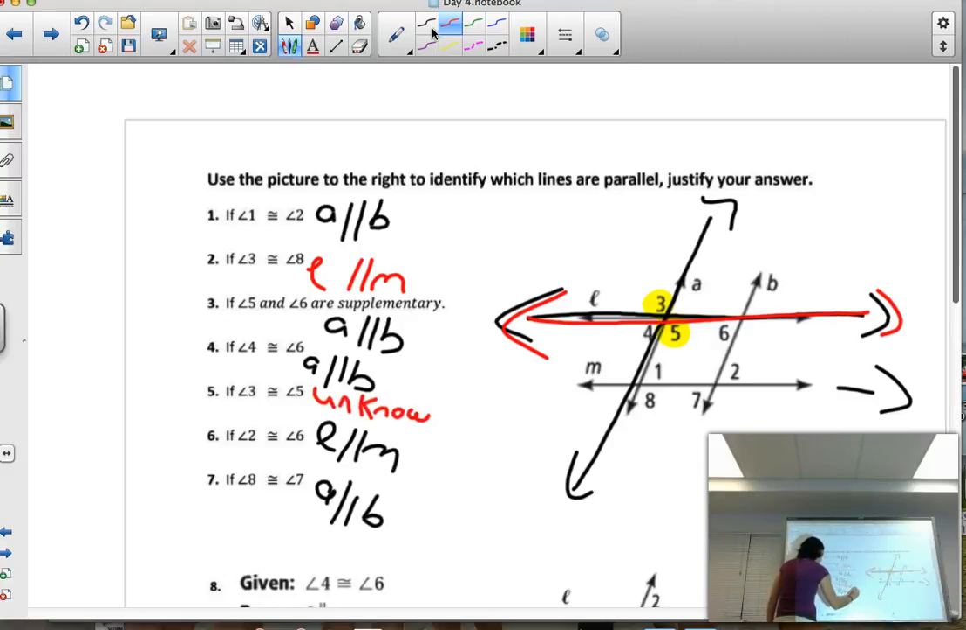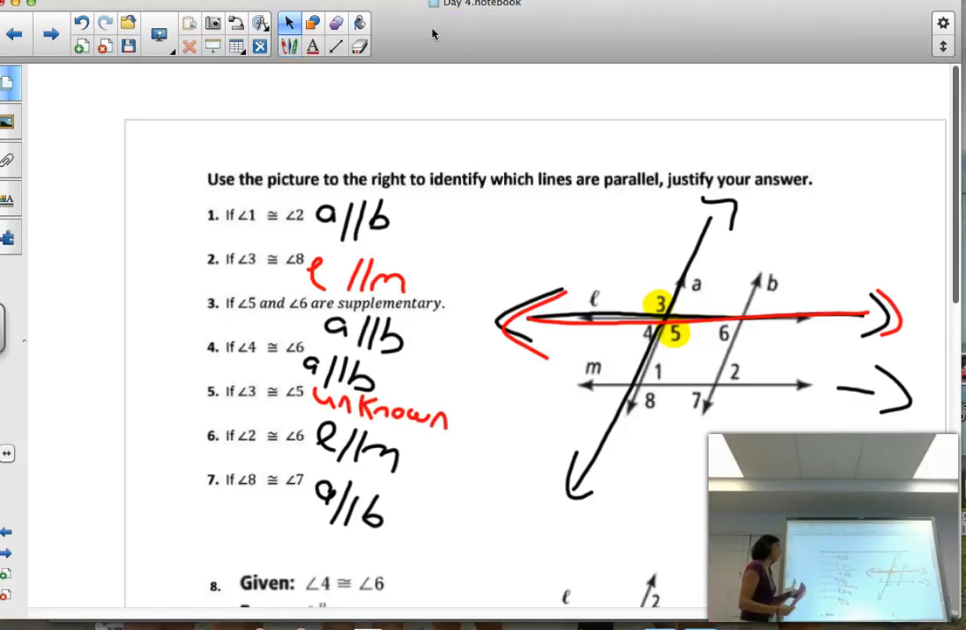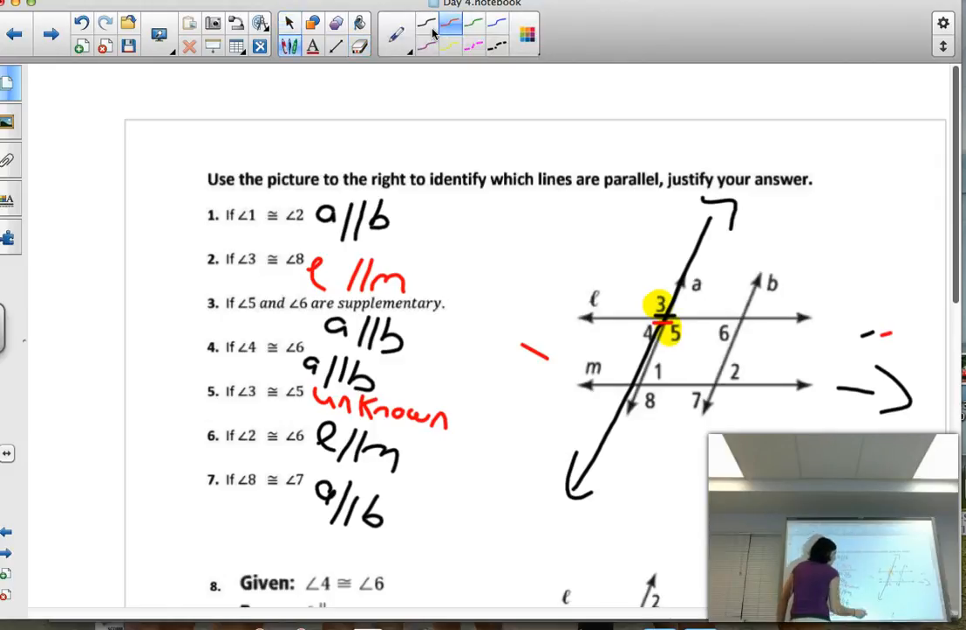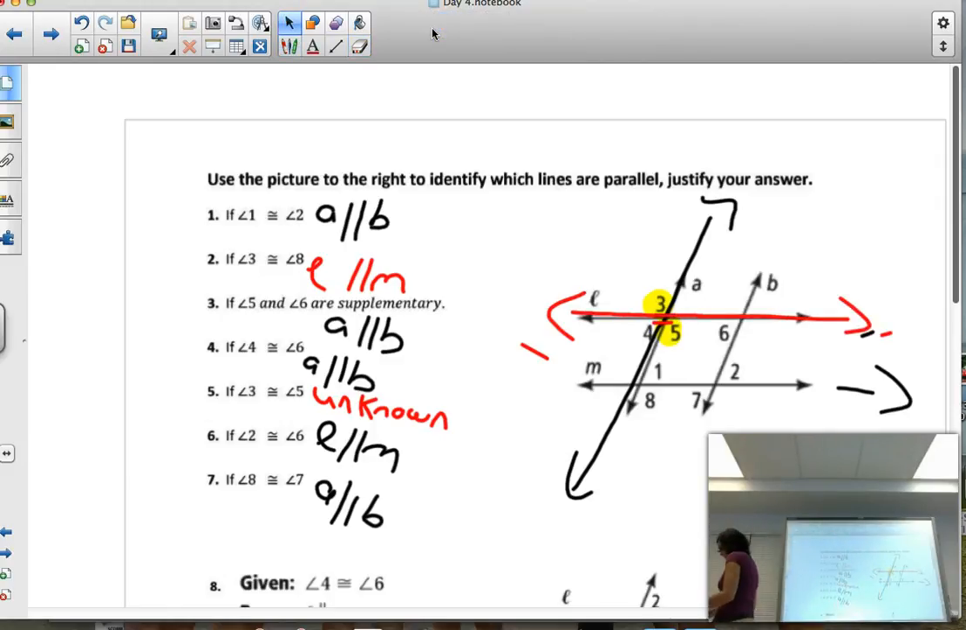Unknown. It's very important that you get used to seeing that though. Just because all the other ones have two lines that were parallel, sometimes they're gonna ask you a question where you're gonna have to say there's not enough information, or there's an unknown set of parallel lines. Don't let that make you uncomfortable. All right, you can go to lunch.